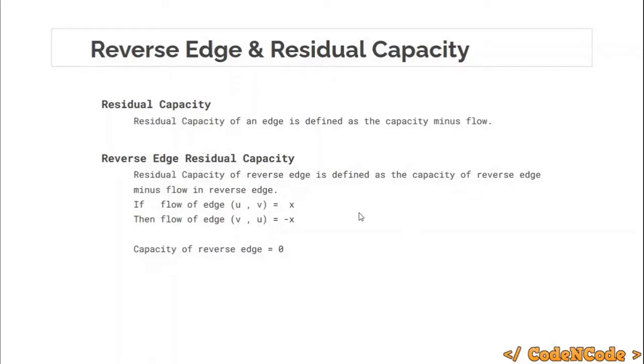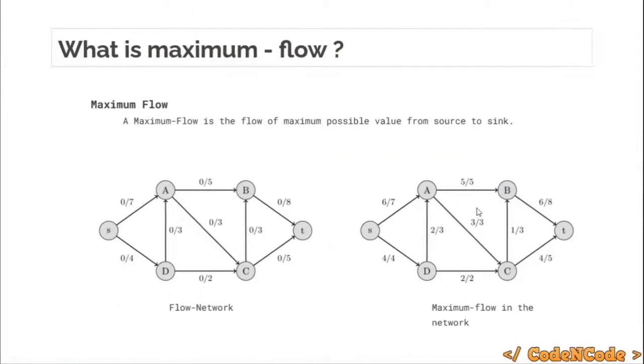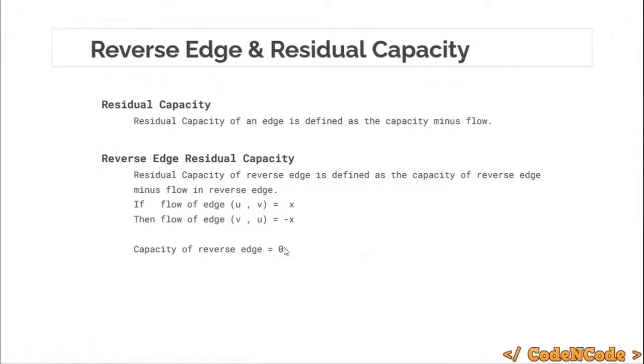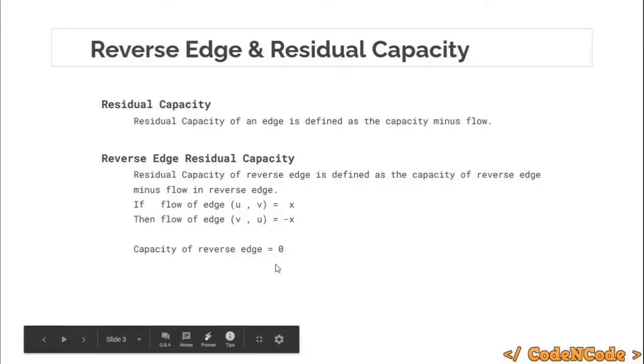Since the reverse edge is actually imaginary, what is the capacity of that edge? The answer is of course 0. You can consider these edges as pipes, so you can transfer gas, oil, water, anything through that pipe. But we are assuming that there is a reverse edge from A to S. That is of course imaginary, so it cannot have any capacity of its own. That is why the capacity of the imaginary reverse edge is considered to be 0.